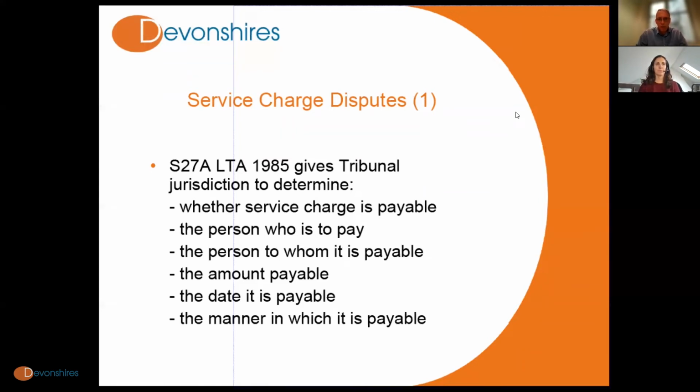So firstly, as we see, they can determine whether or not a service charge is payable in the first place. So that'd be a determination as to whether or not a lease provides for a particular cost that can then be passed down by the service charges. The tribunal can also decide who is the person who has to pay the service charges, then who is the person who actually gets paid, i.e. who is payable by way of the lease. The tribunal also gets to decide the amount payable and the date at which something is payable and how it is payable. Again, they can make determinations as to what the leases provide for.